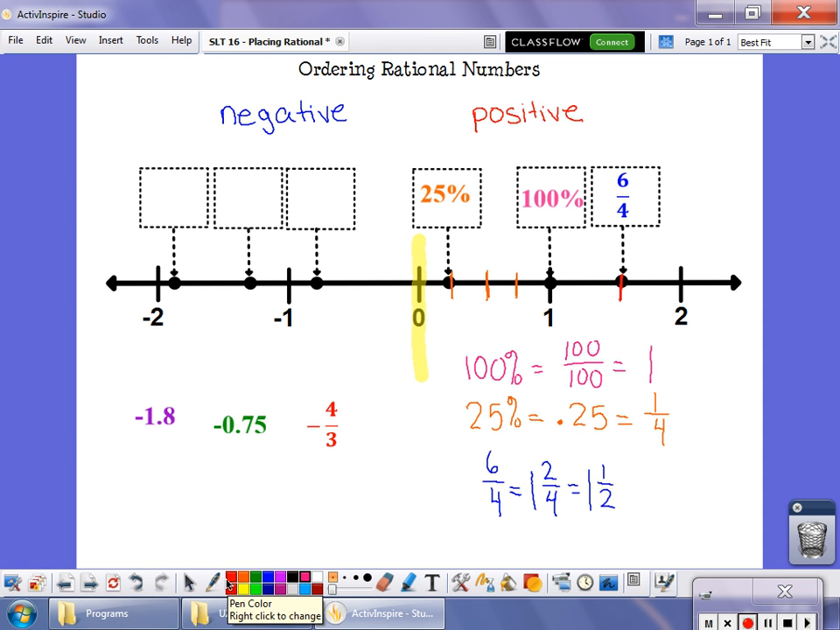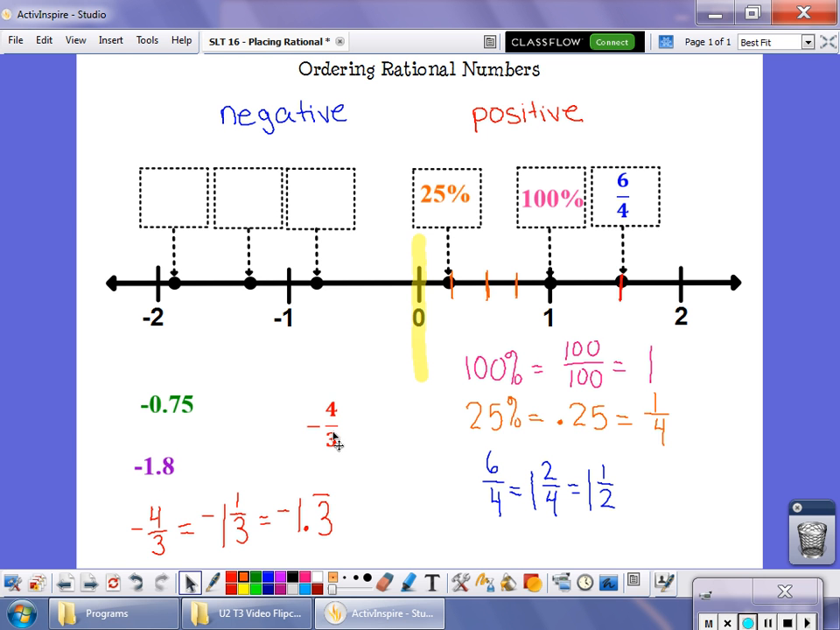All right, when I look at this, I see -4/3. -4/3 is a fraction greater than 1, so that means it's going to be one of these two spots right here. -4/3 is the same as -1 1/3. And I know that -1 1/3 is the same as -1.3 repeating, but that's a repeating decimal, so it just goes on and on and on forever. I'll put this here for now.